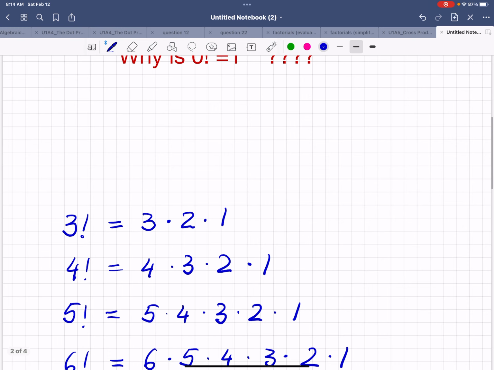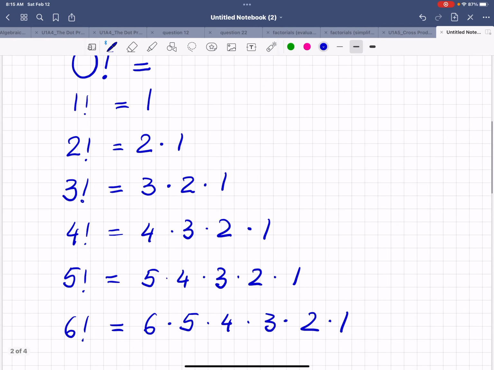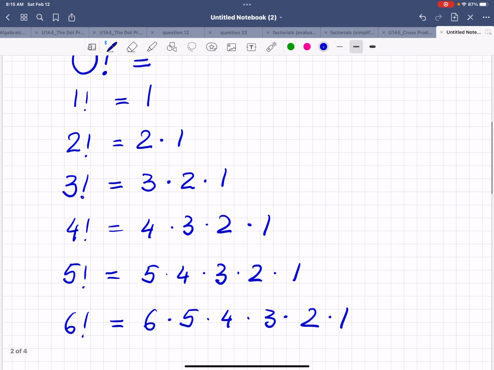And let's go back to 2 factorial. That would be 2 times 1. And 1 factorial must be just 1 because we've hit the factor of 1. And here is our big question: how about 0 factorial? In order to figure out what 0 factorial equals, we will start observing some patterns.